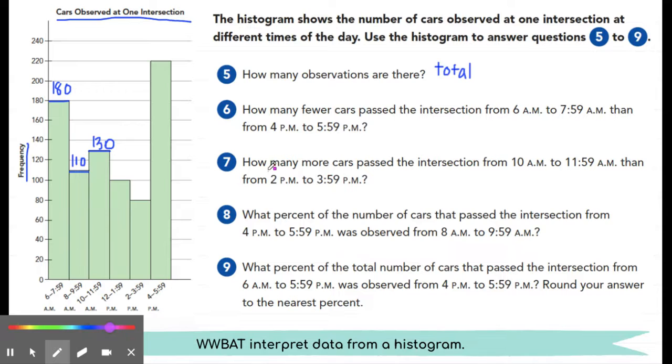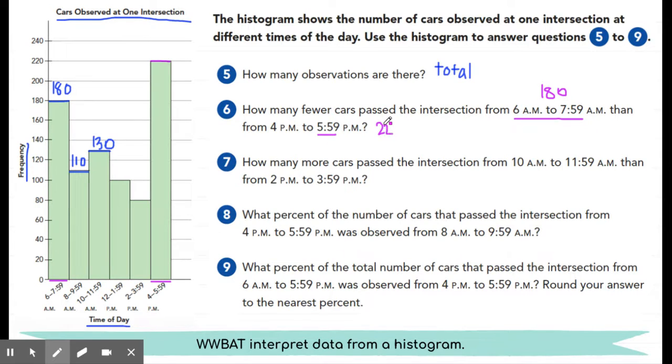For number 6, it asks how many fewer cars passed from 6 to 7:59 a.m. than from 4 to 5:59 p.m. So we're looking at the 2 time slots here. The first one is from 6 to 7:59 a.m., which has 180 cars passed during that time. And then from 4 to 5:59, there are 220 cars that passed by that time.